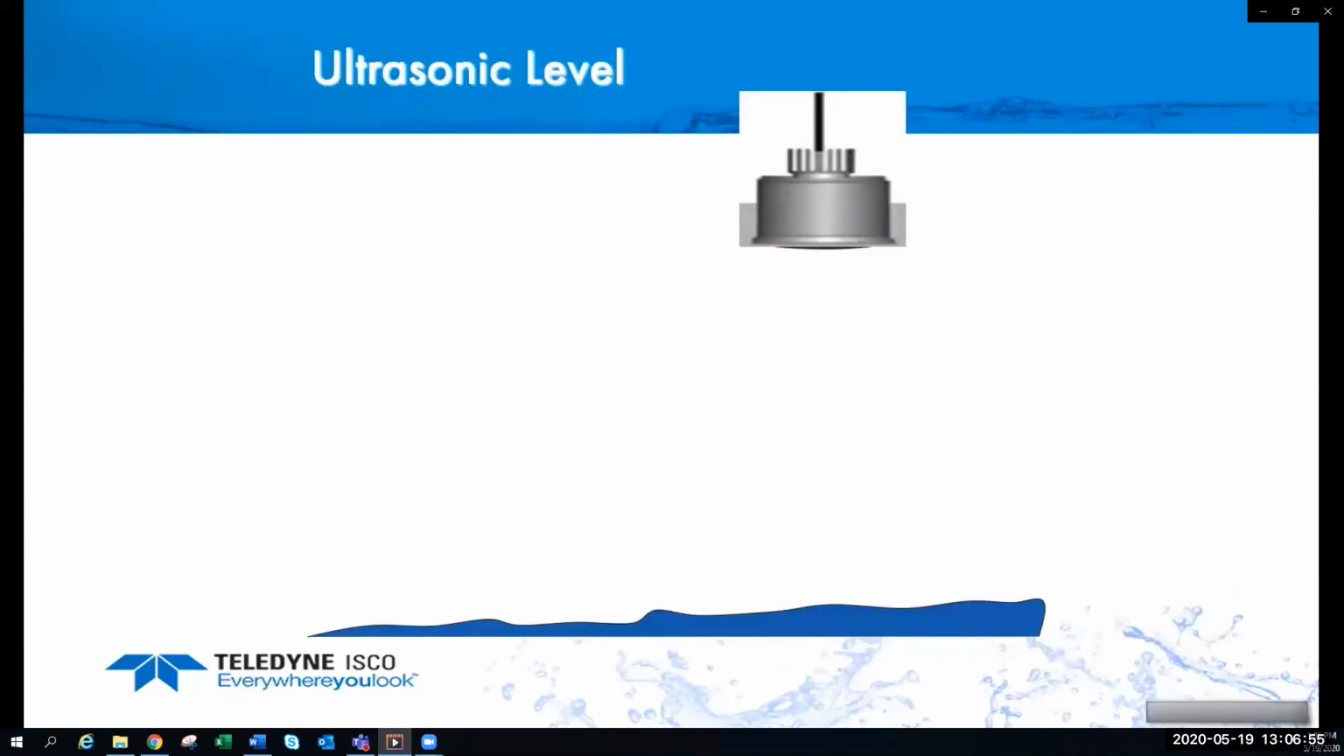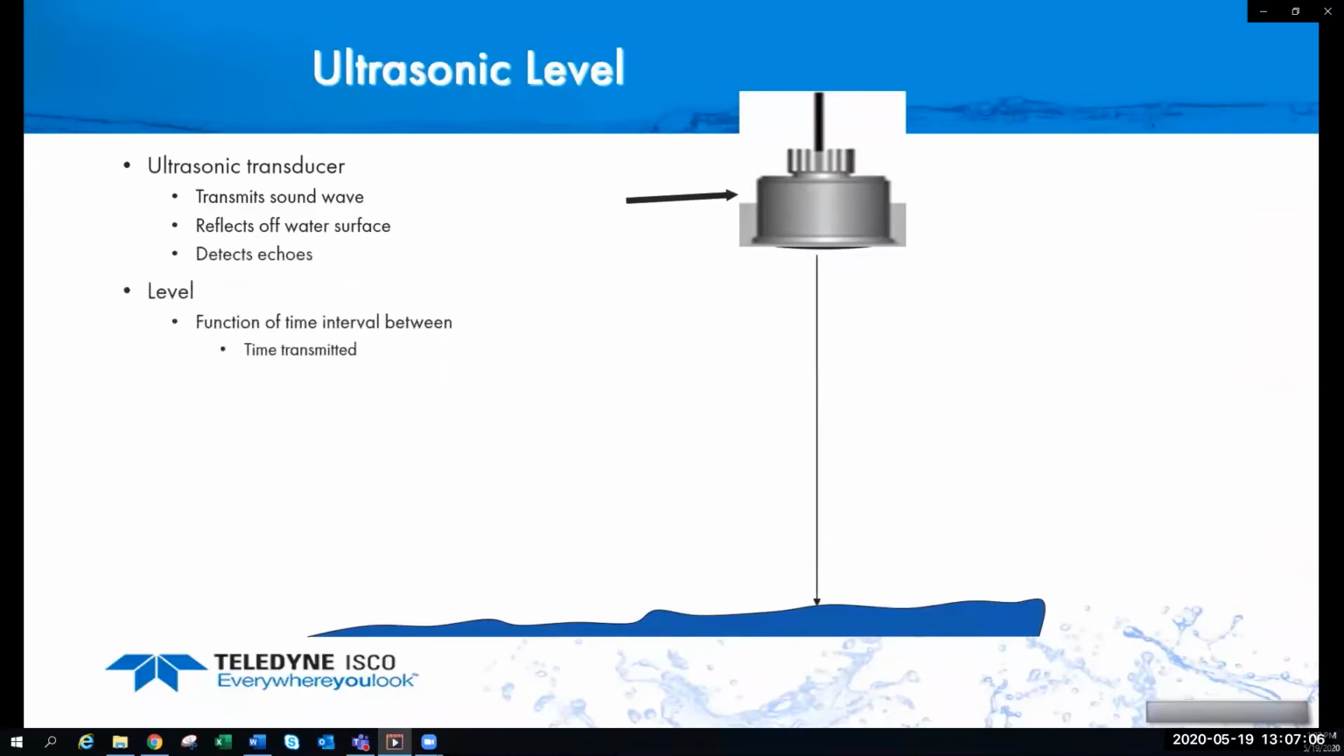Thanks, Rick. Let's dive into the ultrasonic level sensor. First, we'll talk about how it operates. The ultrasonic sensor transmits a sound wave. It reflects off the surface and detects an echo. And then the level is calculated as a function of time between the transmit and received signal. So depending on how long it takes to get the signal back will determine the distance, which could then be calculated into a level. Now, all ultrasonic sensors have a deadband.